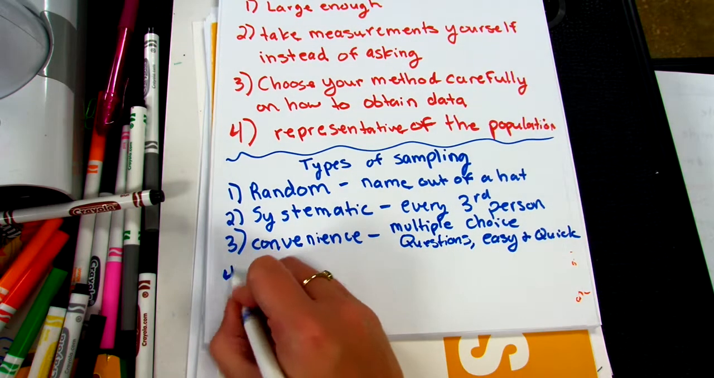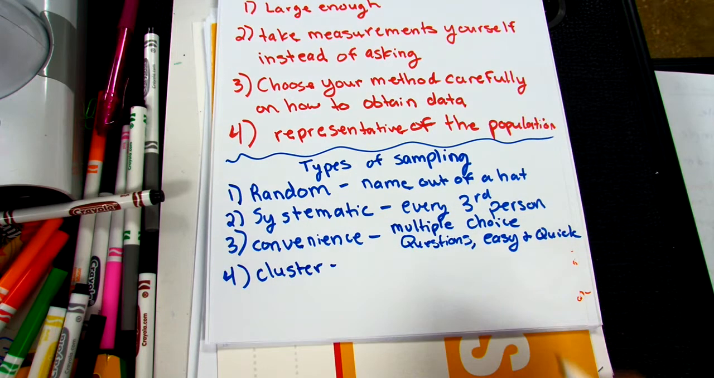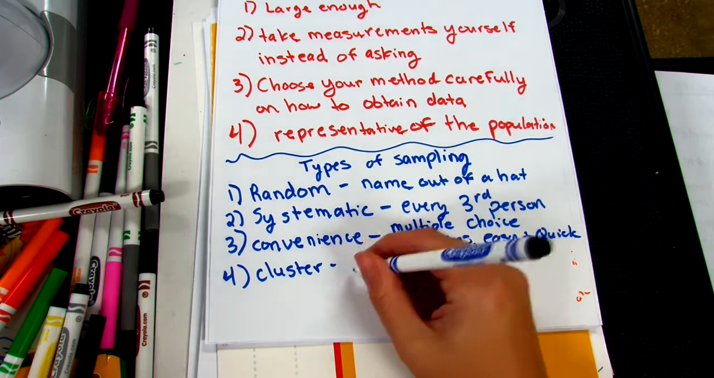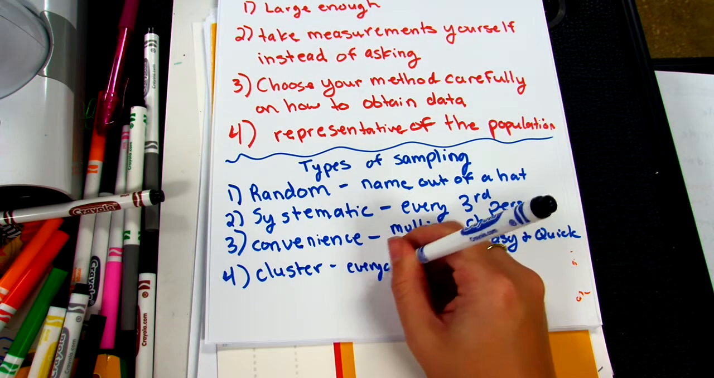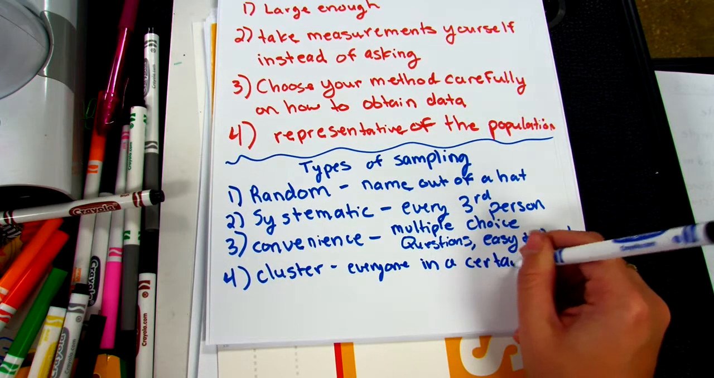Okay? The next type would be cluster sampling. And cluster sampling is groups of people. Everyone in Mrs. Garcia's class is going to get asked what their favorite soda is. Okay? So, everyone in a certain location.